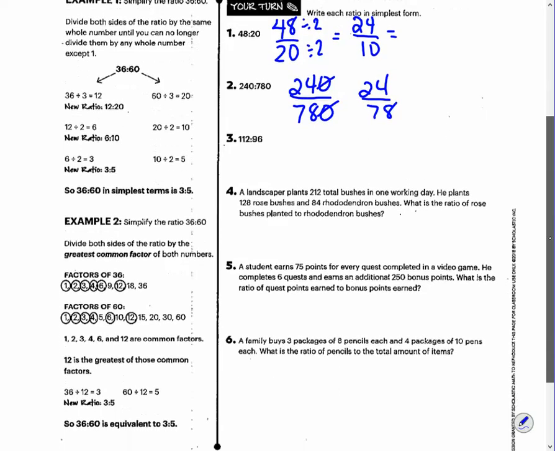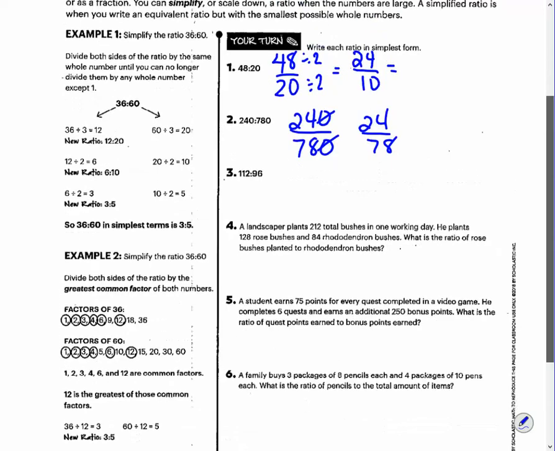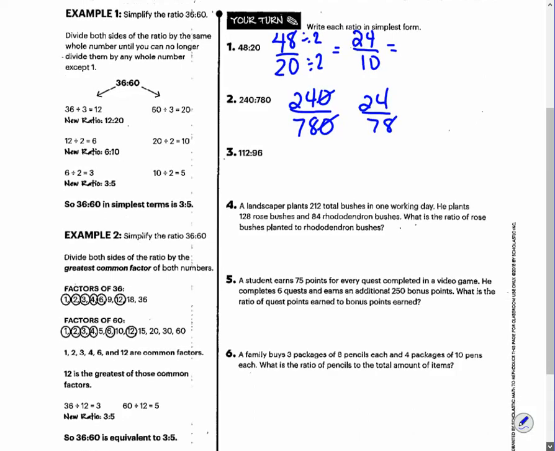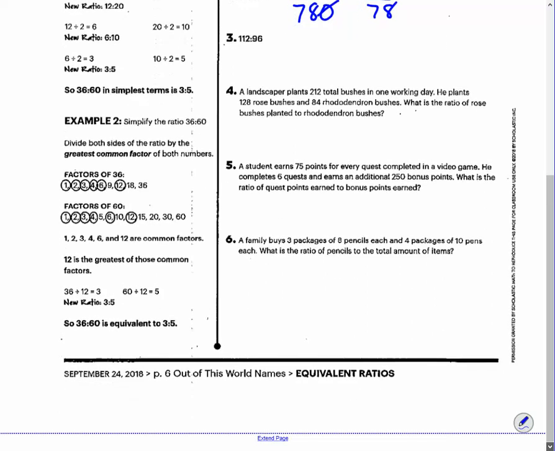All right, these other questions at the bottom of the page require some multiple steps. If I can scroll down there, maybe. It says a landscaper plants 212 total bushes in one working day. He plants 128 rose bushes and 48 rhododendron bushes. What is the ratio of rose bushes planted to rhododendron bushes?